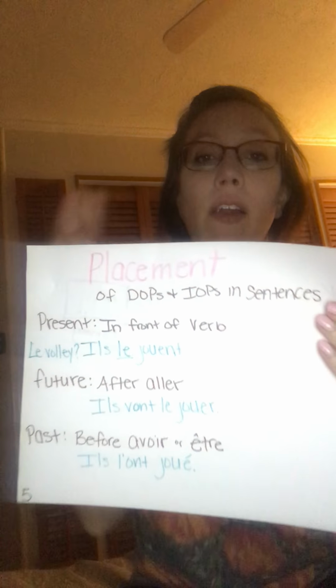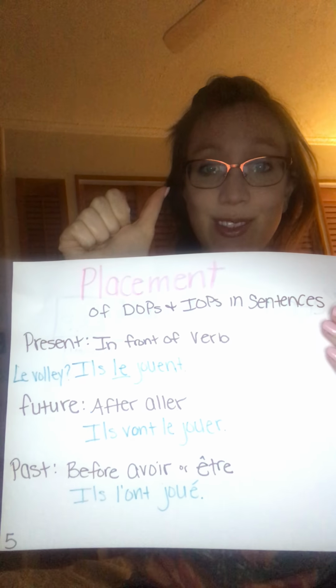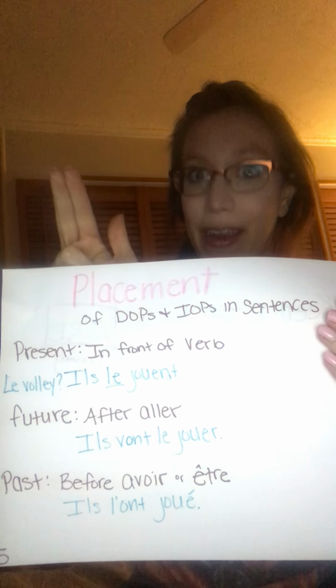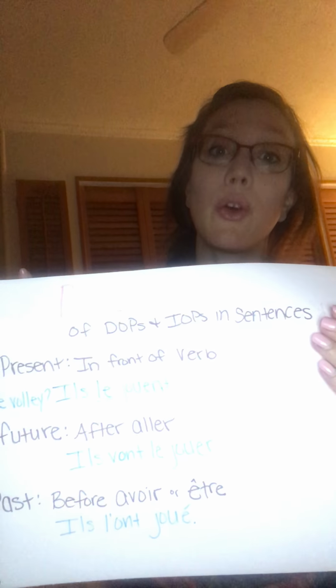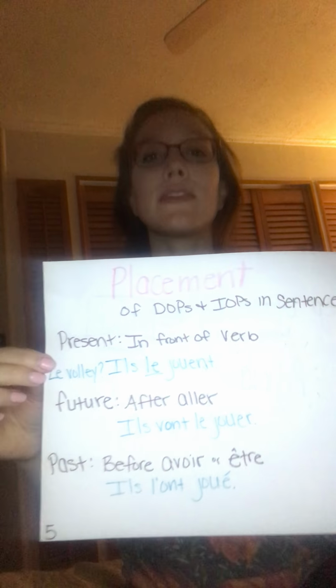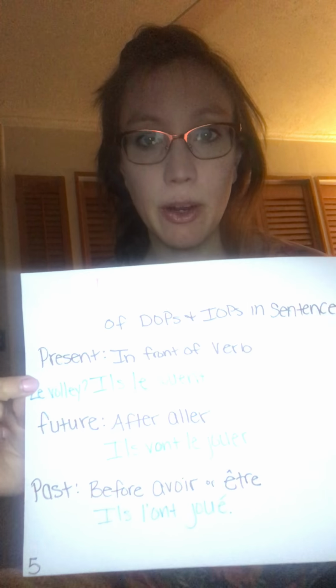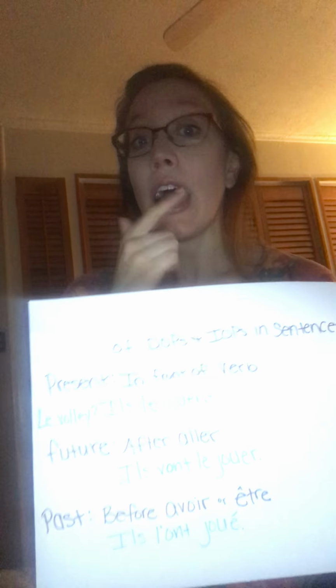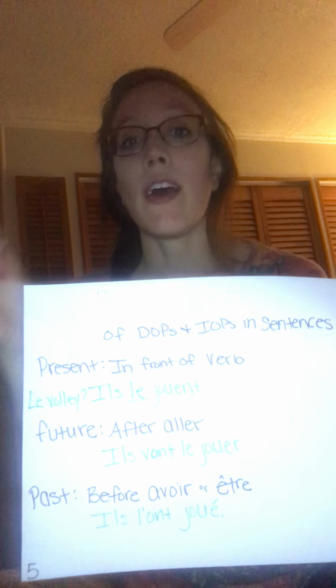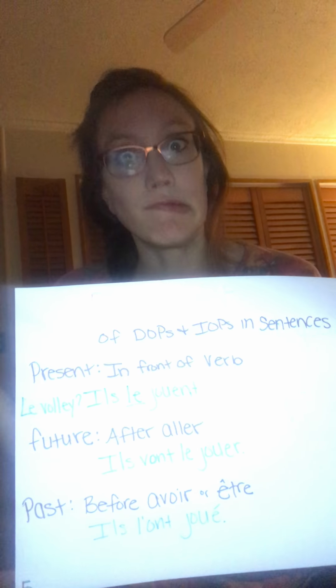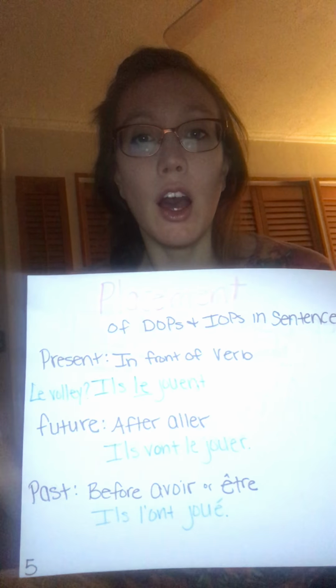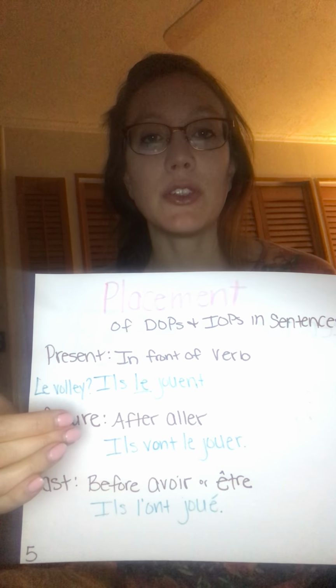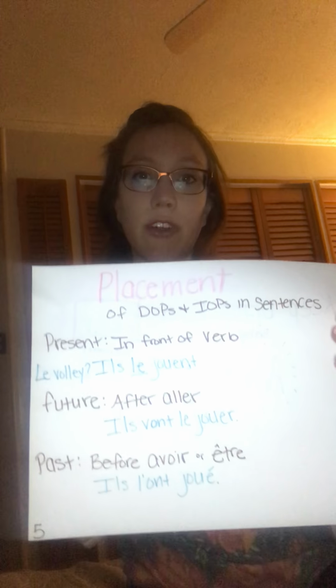Next, the placement of object pronouns. 3 rules: present tense, future tense, and past tense. Okay, the 3 that you guys at least know thus far. For the present tense, it always comes in front of your verb. In English, it comes afterwards, right? I see her. In French, it's I, her, see. A little bit weird. Future tense, it goes in between il va and your next verb.